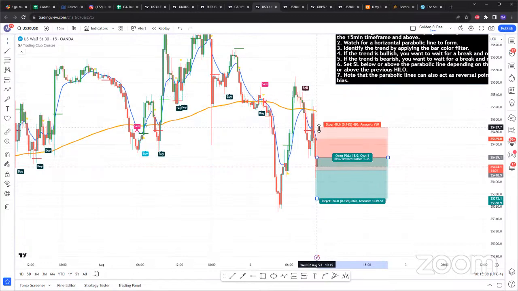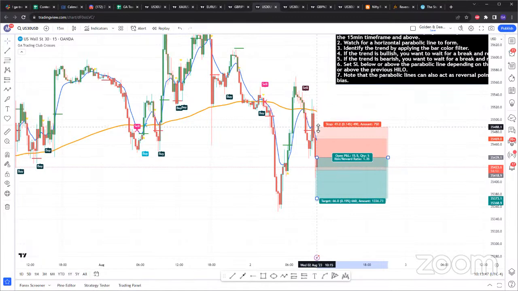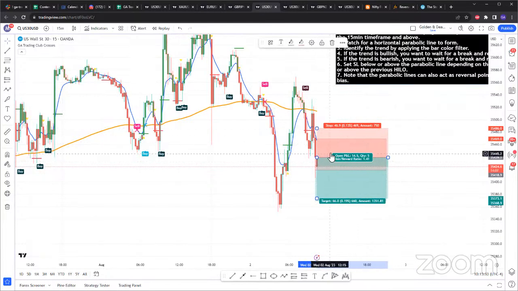So, just do your math. What works for you with a better risk to reward? Is it above the previous parabolic? Or is it above the parabolic? Or is it above the previous high low? And you can see that trade is going up in profit. The best thing about putting it above the parabolic is that it can give you a better risk to reward.